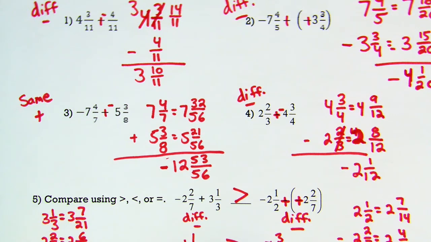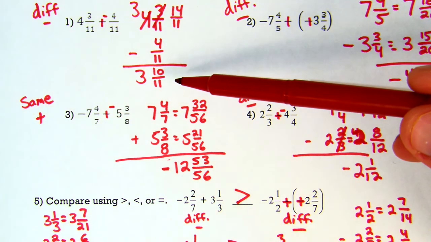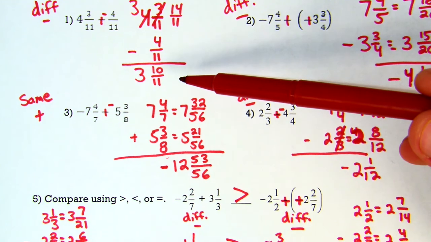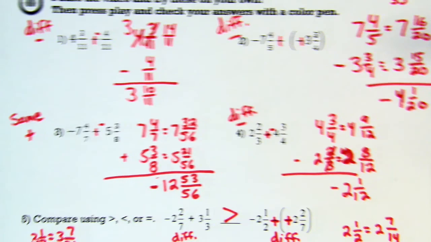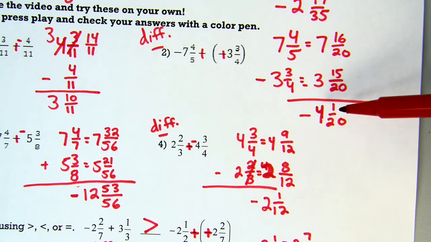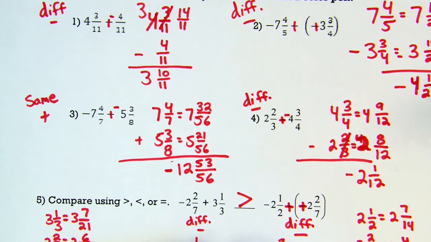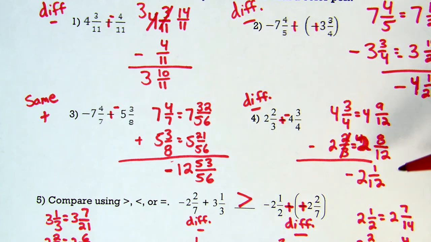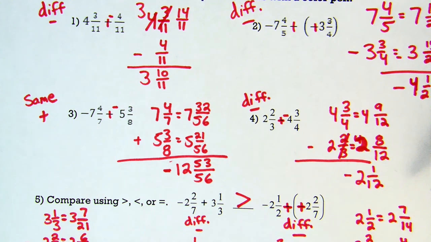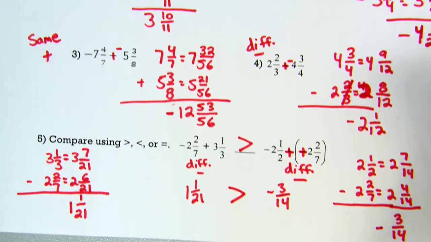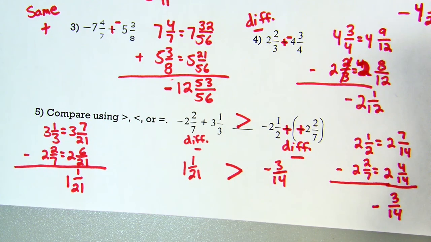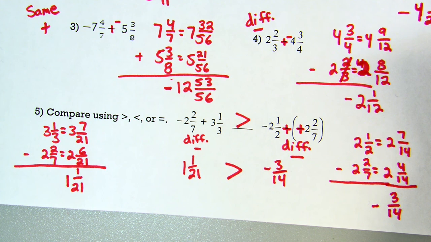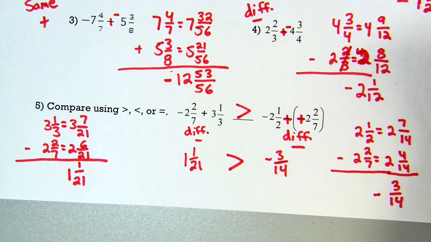Alright, number 1 should have got an answer of 3 and 10/11. Number 2, negative 4 and 1/20. Number 3, negative 12 and 53/56. Number 4, negative 2 and 1/12. And then our final number 5, comparing. You should have gotten that 1 and 1/21 is greater than negative 3/14. There's the work that goes along with it as well.